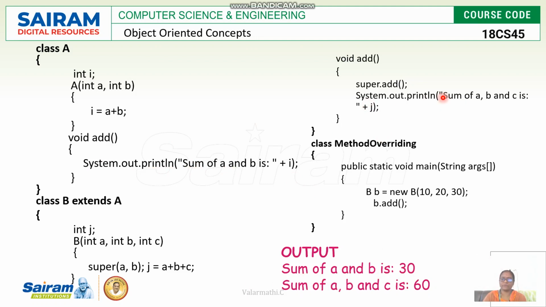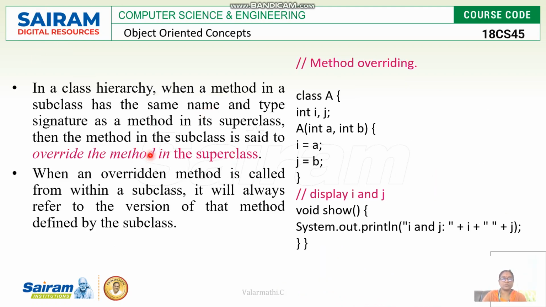Then the next immediate output will be in addition to the C variable. So sum of A, B, and C is printed. So this is one best example of this. I will come up with one more example here.